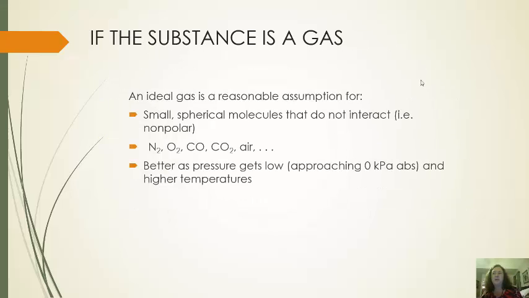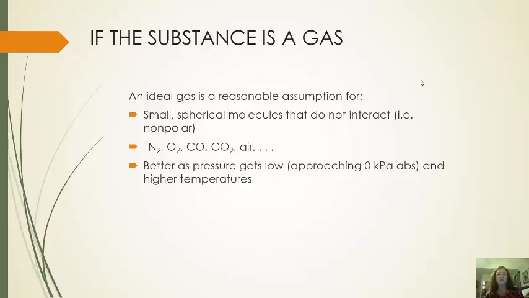So we're wanting to be able to find properties, and a lot of times we know the substance is a gas, and we've talked about this in previous courses. When the substance is a gas, a lot of times I assume it's an ideal gas. Now, an ideal gas technically doesn't exist, but it's a reasonable assumption whenever I have really small molecules. And if they're round and they are not going to interact with each other, so nonpolar typically, then those are good candidates for being an ideal gas.